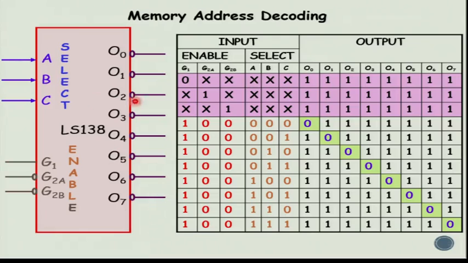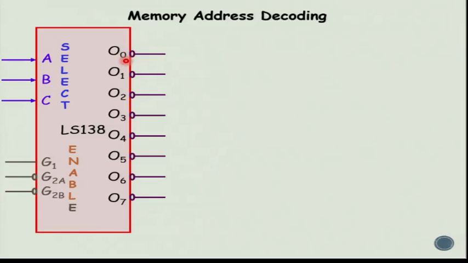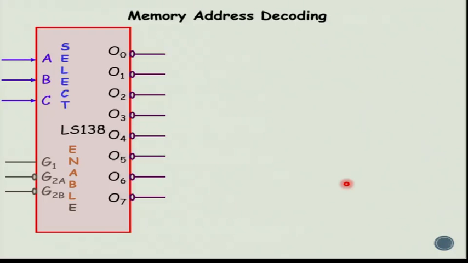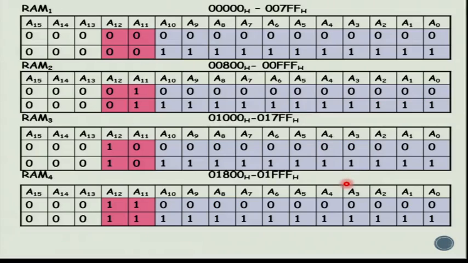It becomes easy to connect because, if you see here, the outputs are going to be low active. The chip select of the memory is also going to be low active, as you can see here. So you don't require any inversion. It becomes easy to connect.